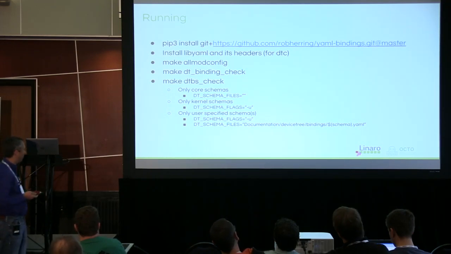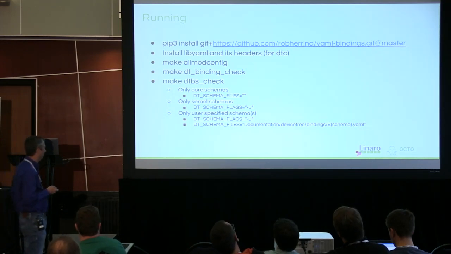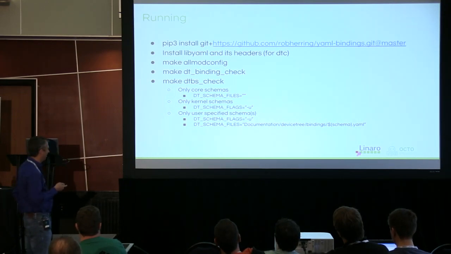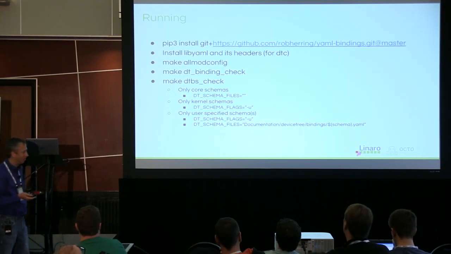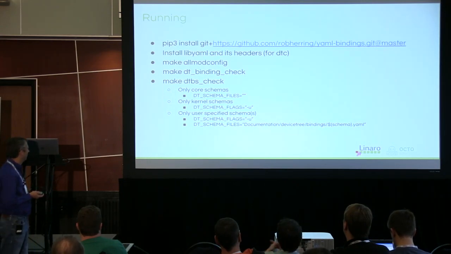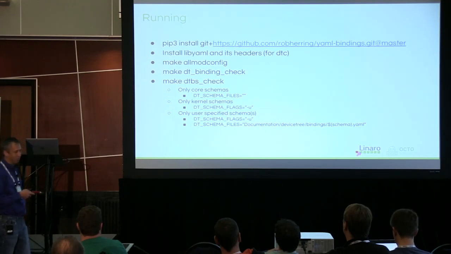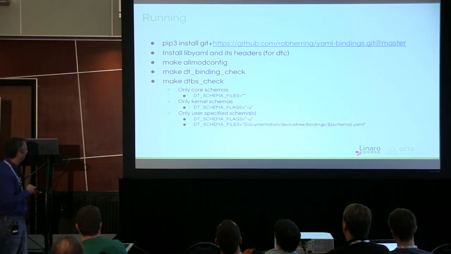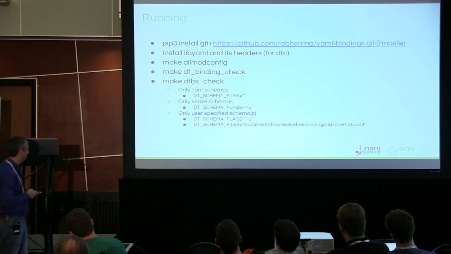So you can install from pip, as I mentioned. The kernel's DTC also has been updated with the YAML support. You just need libyaml and the headers for it for that to get turned on when it builds. Make allmodconfig will turn on building all DTS files, and then make binding check, or you can skip that and just run make dtbs_check.